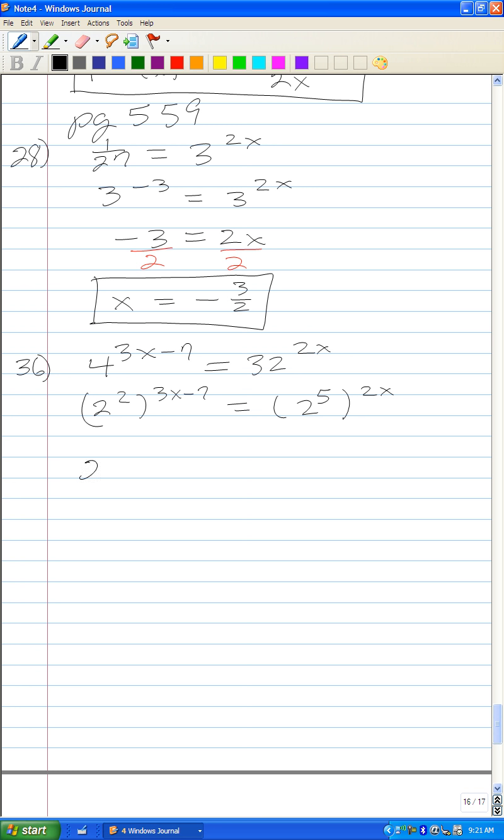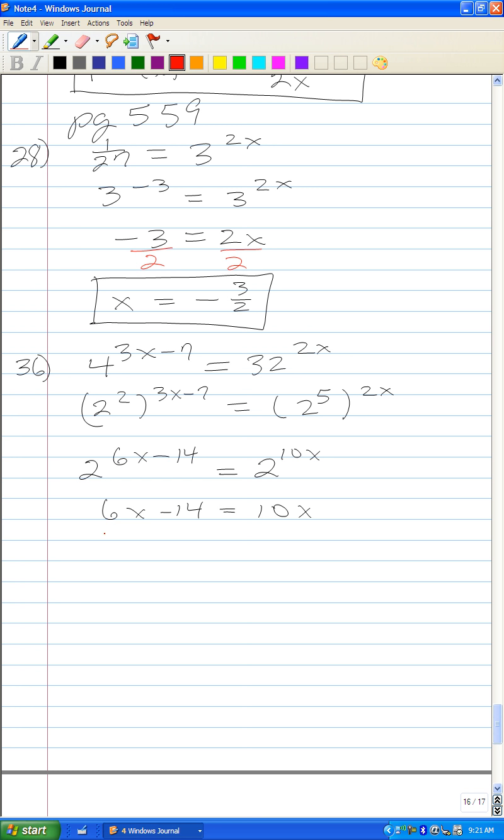And so, let me use the laws of exponents to simplify this. A base to a power, you just keep the base and multiply exponents. 2 times 3x is 6x. 2 times 7 is 14. A base to a power, again, you just multiply exponents. 5 times 2x is 10x. Since the exponential function is 1 to 1, and since the bases are the same, then the exponents must be the same.